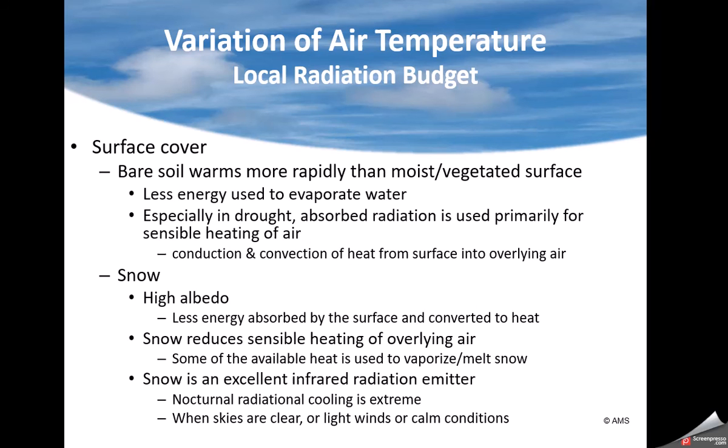Bare ground is going to have a lot more sensible heating, conduction, convection. Snow cover, if you have snow-covered ground, you have great albedo. You're sending all that energy back into space. That's why very cold air that comes in after a big winter storm sometimes stays very cold. If that same air mass had continued over bare ground, it would be warming.